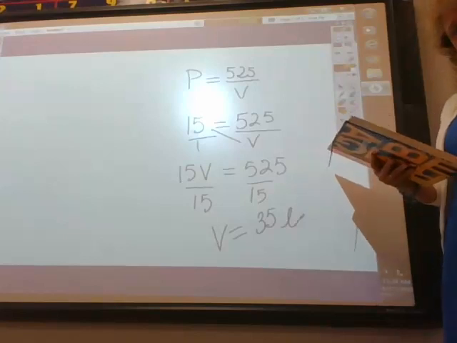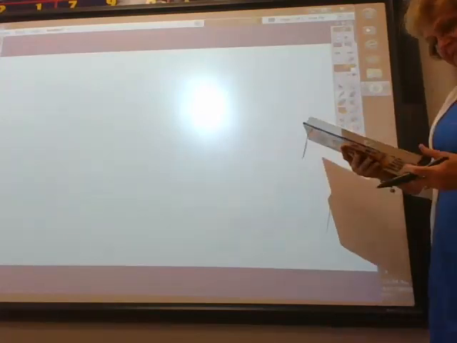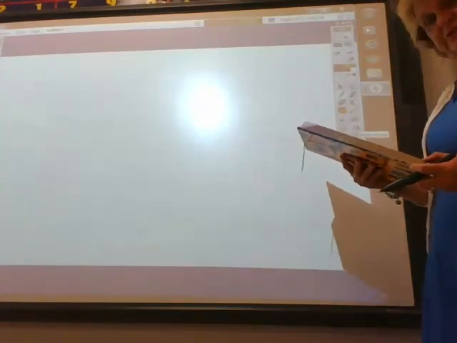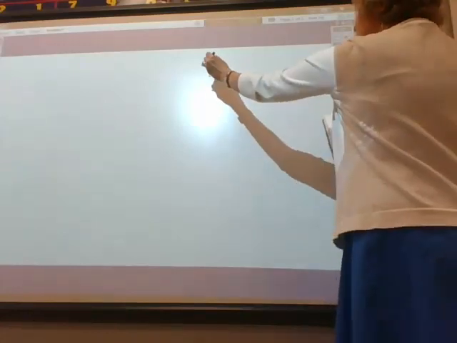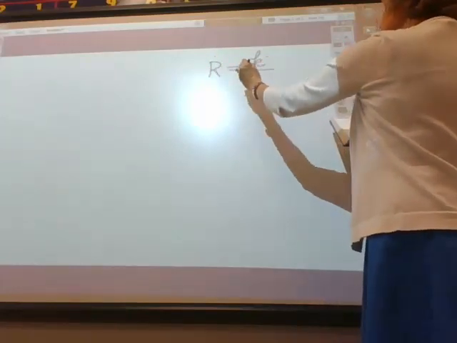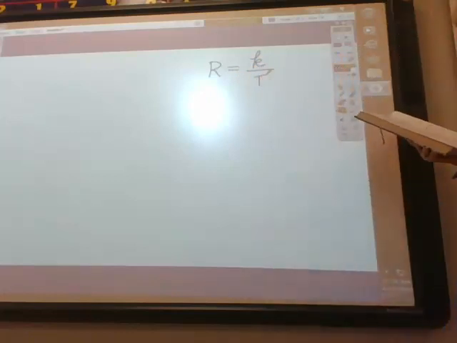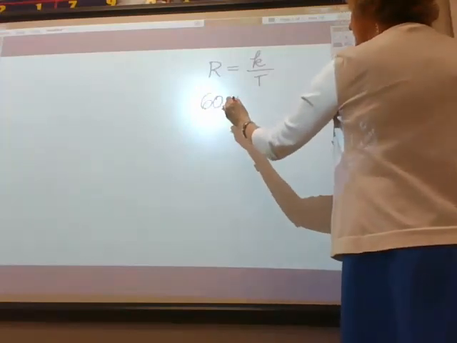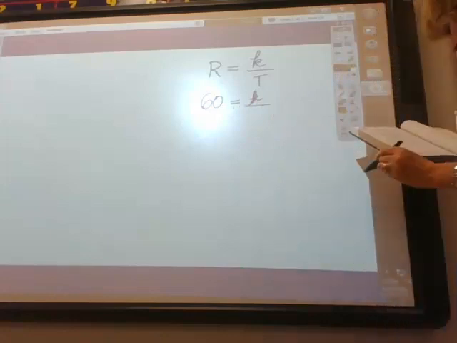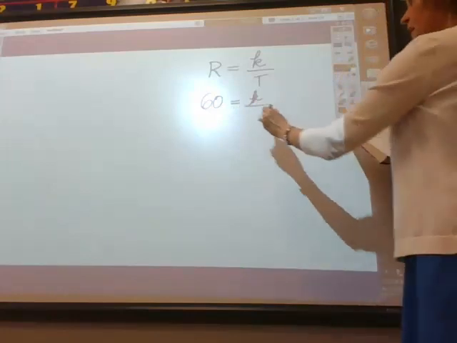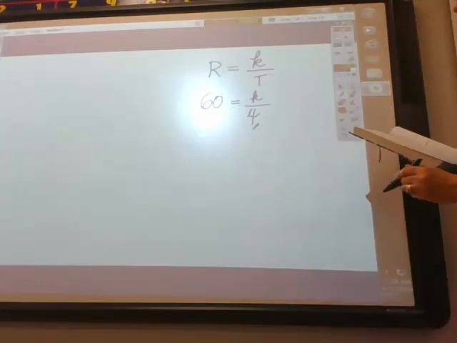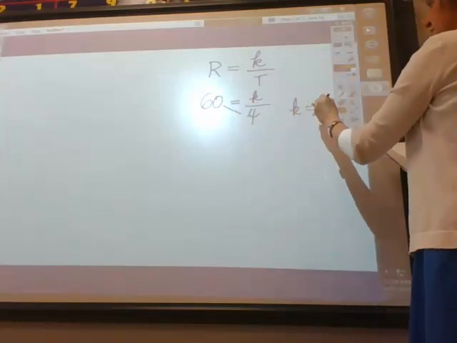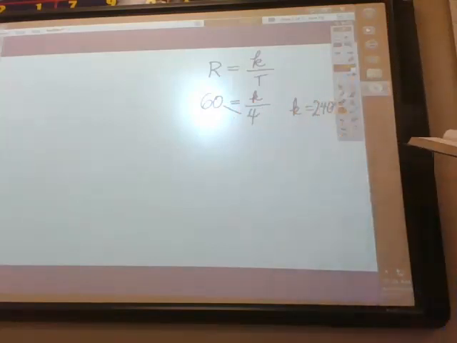All right, let's look at the last example. Okay, this one says, to travel a fixed distance, the rate is inversely proportional to the time required. Okay, so rate inversely proportional to time. So when the rate is 60 kilometers per hour, okay, so 60, and look for the constant. When the rate is 60, the time required is 4. Okay, so in this condition then, the K would be 240. Okay, everyone see that, I hope?